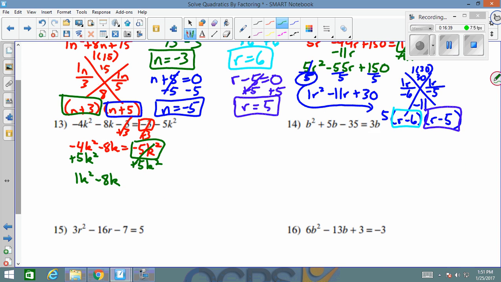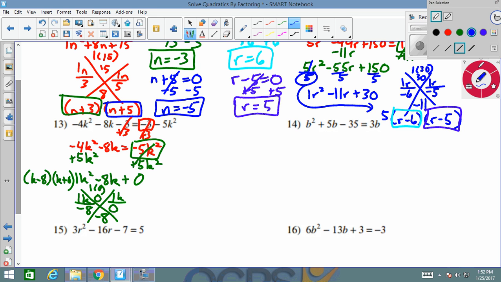Okay, so we're going to do x method. But the problem is we're missing the c, so it's plus 0 here. So it's 1 times 0, which is 0, and negative 8 in the bottom. So it's going to be negative 8 and 0. And again, first number is 1, so it's 1k, 1k. So we have k minus 8 and k plus 0, which is fine. So we're just k. Okay, we're going to take each parenthesis.